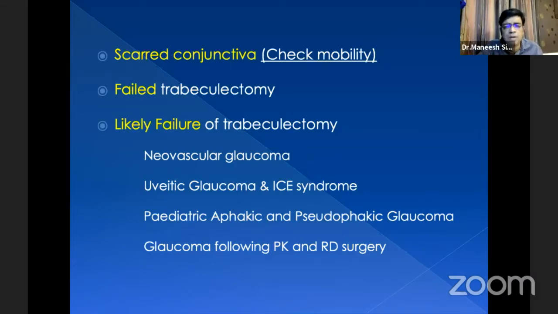But personally, I believe whenever you're starting, try to choose a simple case, for example a case with good conjunctival mobility, maybe a pseudophakic glaucoma. You can do a primary shunt surgery for a pseudophakic glaucoma. Even a neovascular glaucoma can be chosen as the first case.